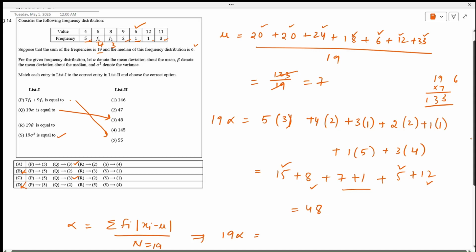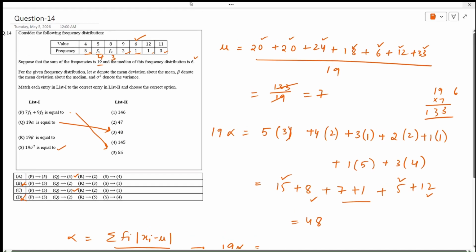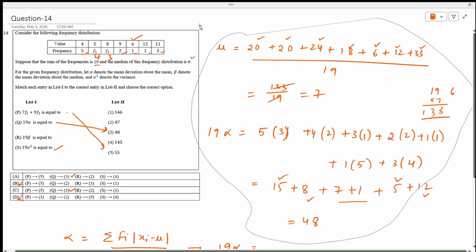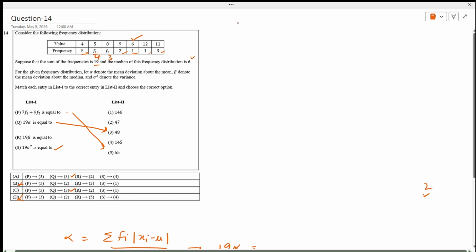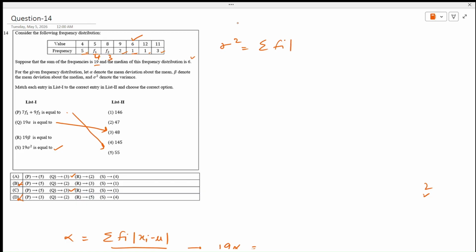Now let us find the variance of the data. How to get the variance of the data? What is the formula? The formula for variance is equal to summation fi, not modulus, xi minus mu whole square upon n.